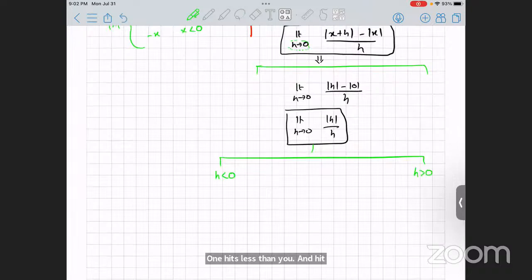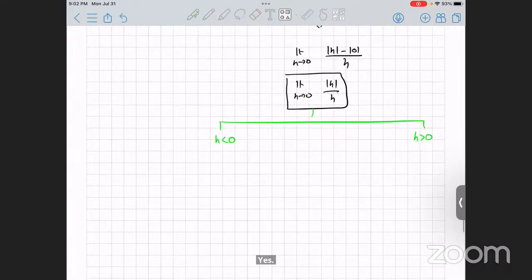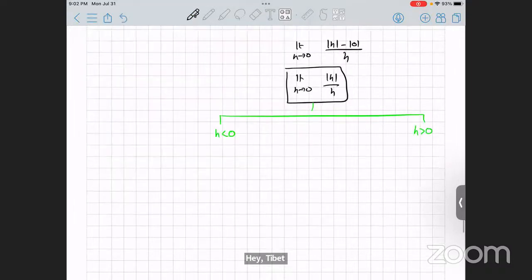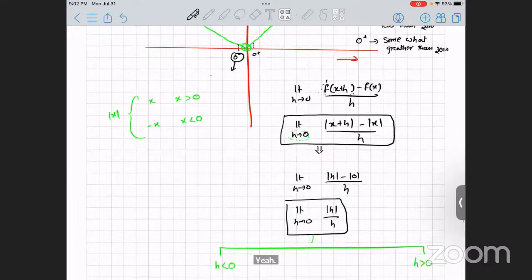Agree? Yes, sir. Sir, how can h become less than 0, how can h become negative? H is always tending to 0. Yes, good question. That's why I explained.